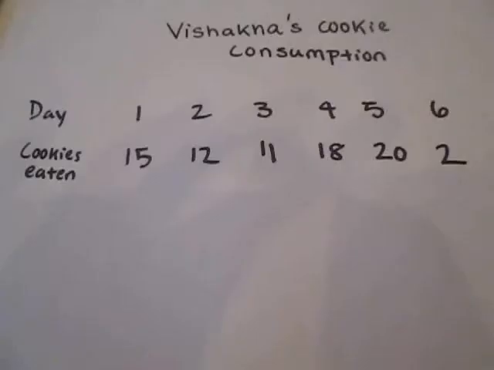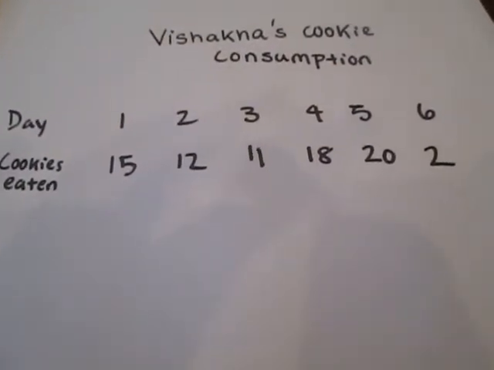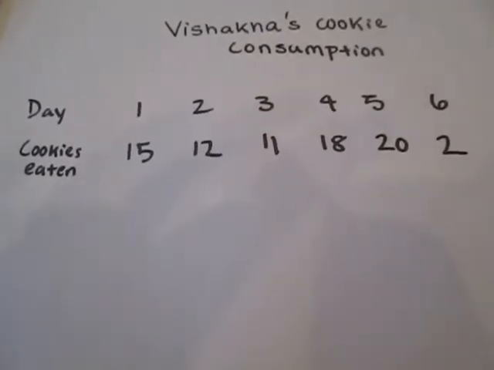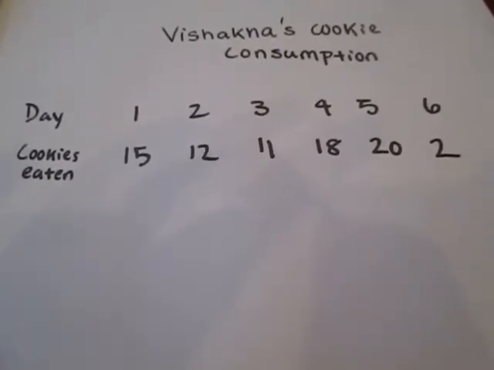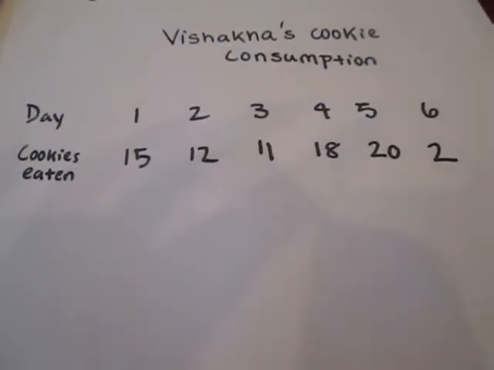Alright, let's get started. Let's say, hypothetically, that this is the number of cookies Vishakha eats over 6 days. On the first day she eats 15, then 12, then 11, then 18, then 20. And the last day she ate 2, because after she ended the second one, she threw it out, because she thought it was a tough cookie.